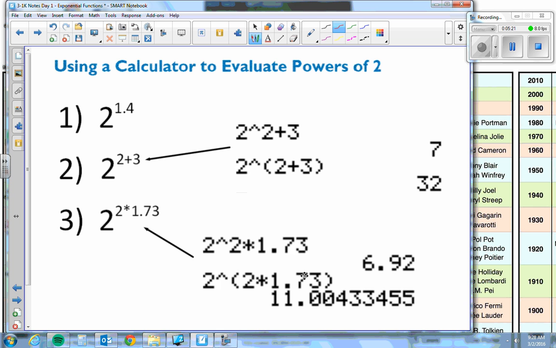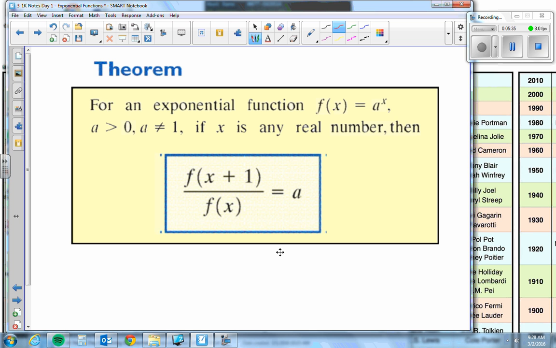Okay? A couple other things, just housekeeping kind of things, make sure you're not making silly mistakes. If you want to use a calculator, you better know that the exponent has to happen first, or the addition happens first, I should say. And so if you leave the parentheses off, it won't work.